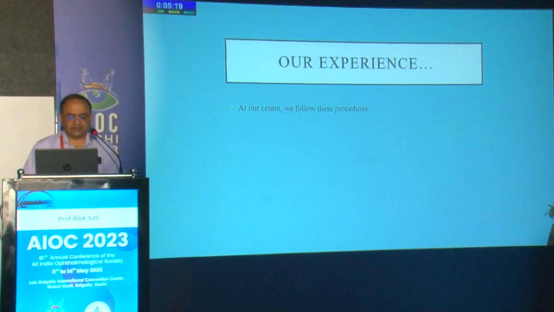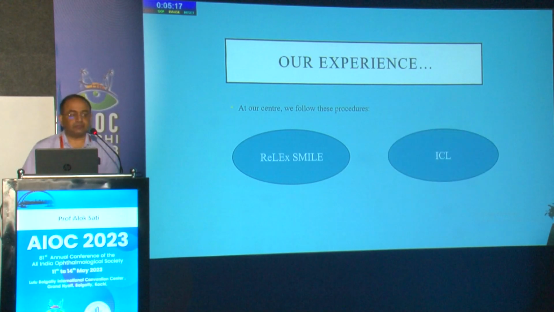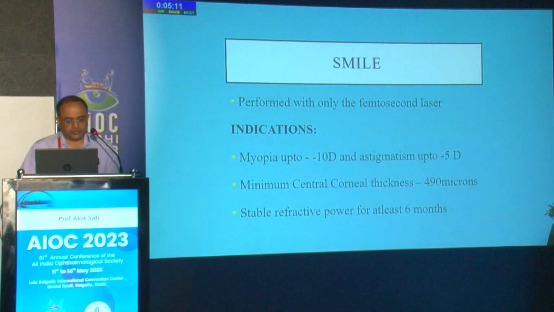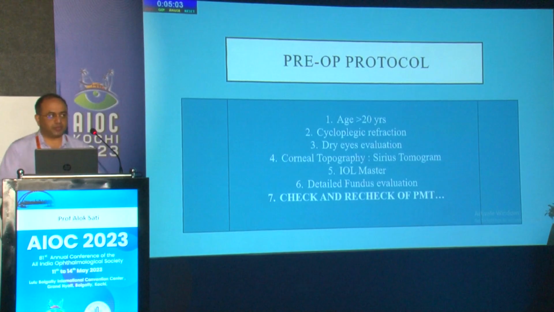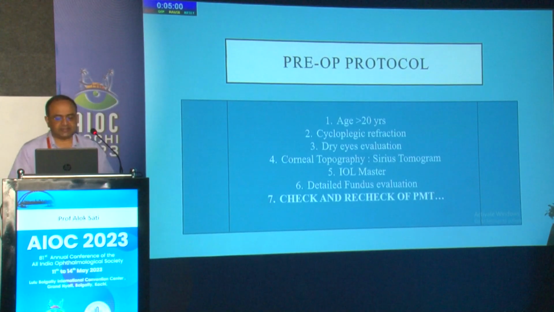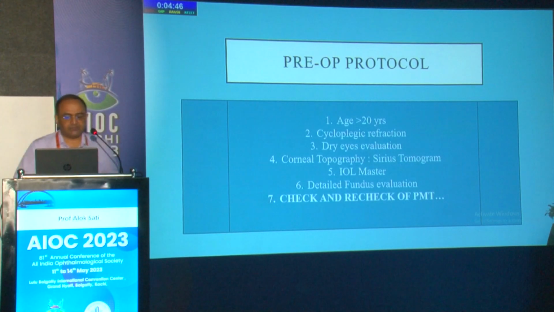If you look at our center, we basically perform two procedures: one is SMILE and the second is ICL. We do SMILE up to 10 diopters with astigmatism up to 5 diopters. We have a very strict protocol at our center. We take age more than 20 years, perform cycloplegic refraction, and do the dry eye evaluation very properly. Corneal topography is very important because it provides the exact K reading and shows whether a person has an ectatic disorder or not. If it is there, it's an absolute contraindication. Then a detailed fundus evaluation.